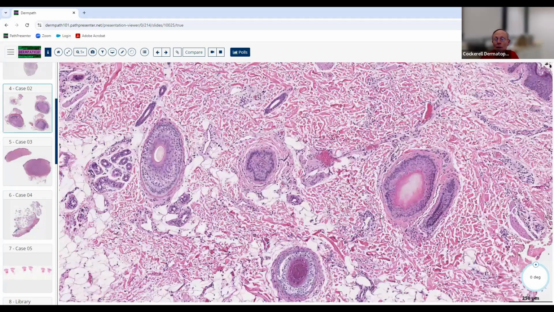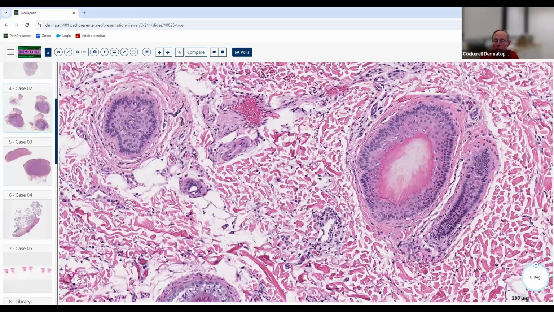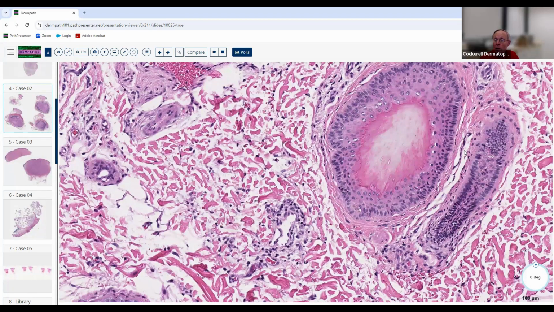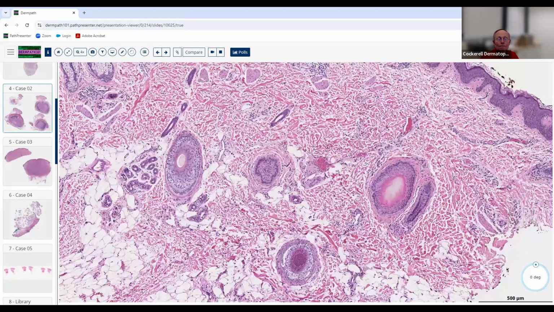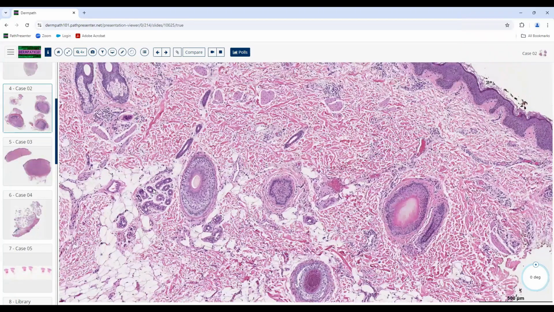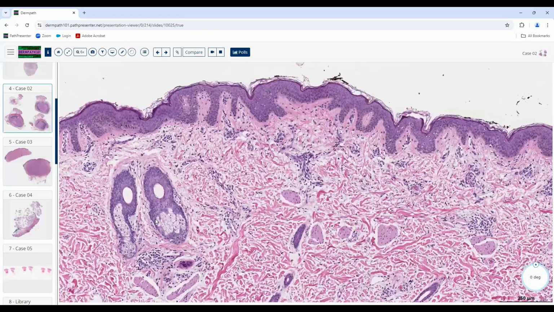So if we're looking over here, for example, there's a hair bulb right here. This is a little telogen follicle, so that's a normal hair follicle. That's matrical epithelium. Good. And then there's the inner and outer root sheath. Yeah, and those are all part of the lower part of the follicle.